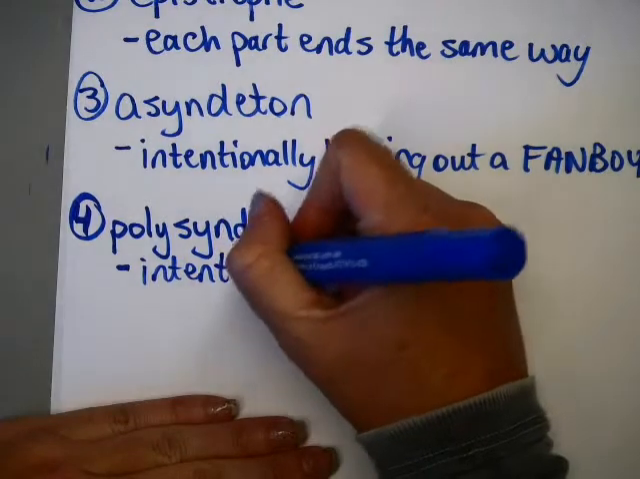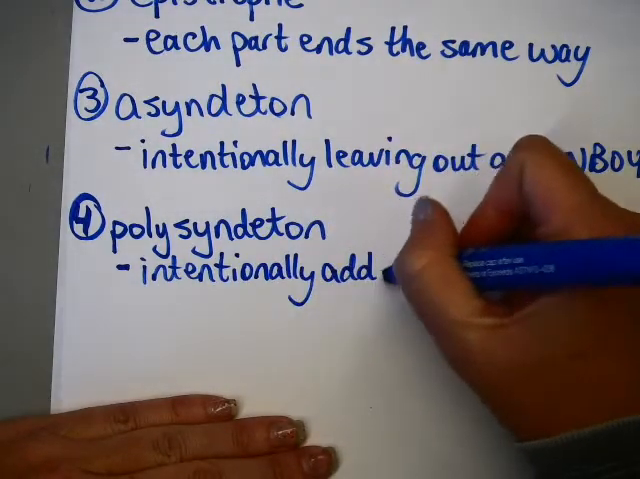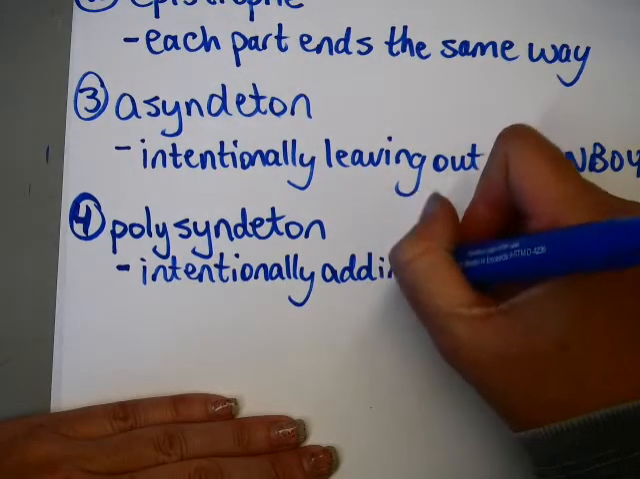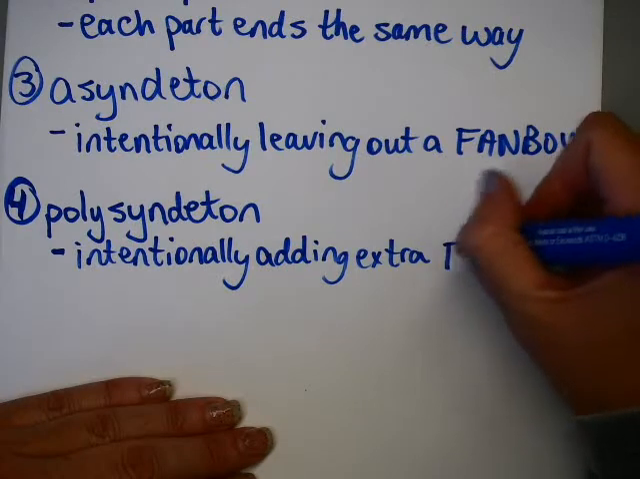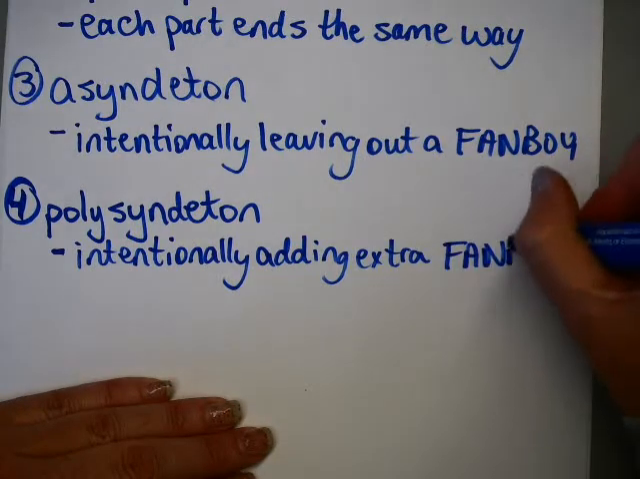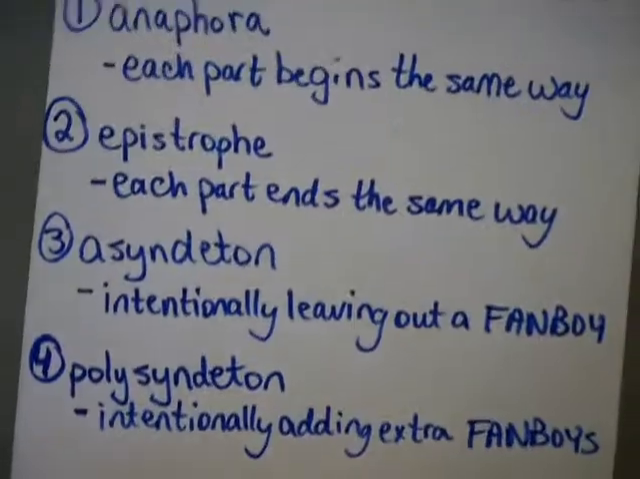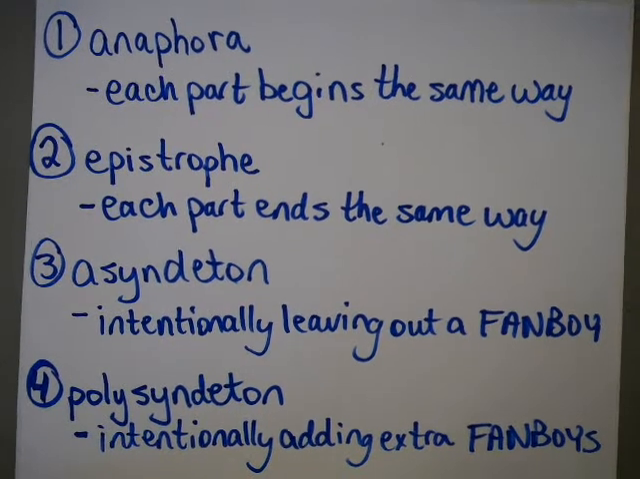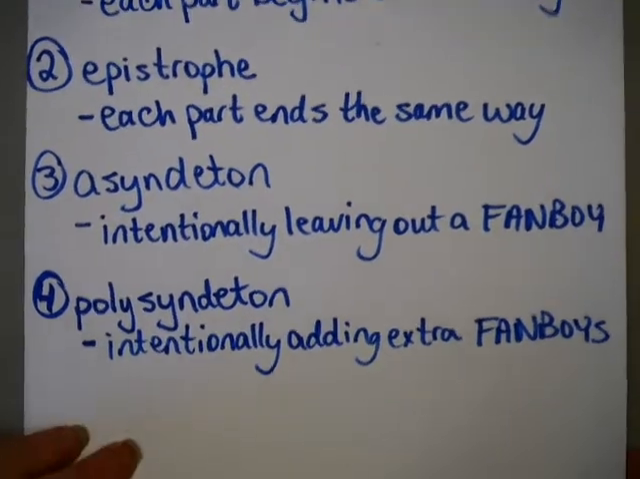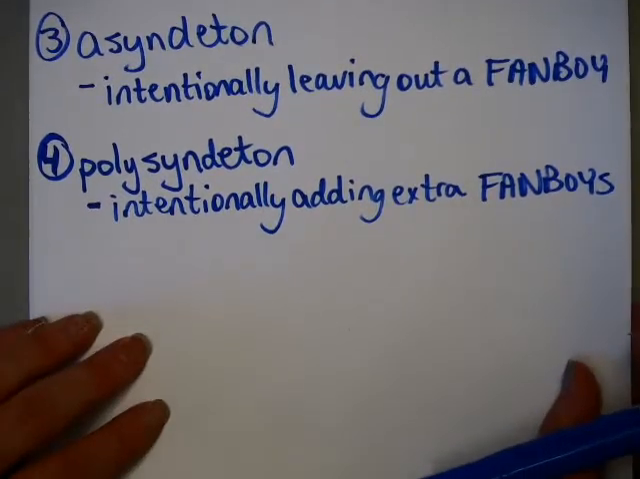So intentionally adding extra conjunctions. So extra fanboys. Alright, so that's anaphora is when each part begins the same way. Epistrophe is when each part ends the same way. Asyndeton is leaving out a fanboy, and polysyndeton is intentionally adding an extra fanboy or two.